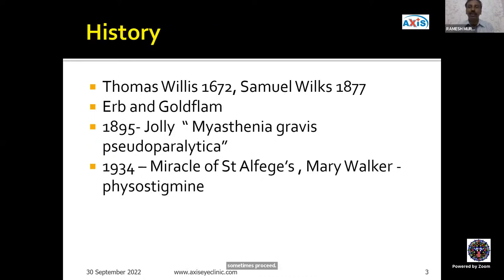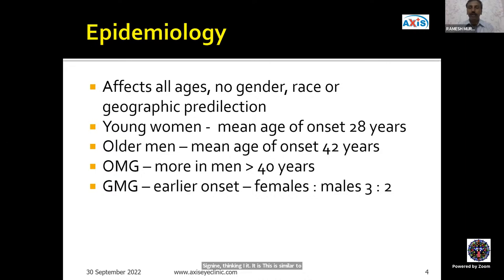If you look at the history, it was described as early as 1672, and then in 1895, it was called by Jolly as myasthenia gravis pseudoparalytica, and in 1934, Mary Walker used physostigmine, thinking this disease is similar to curare poisoning, and it was called a miracle of Saint Alphege. So this affects all the ages. There's no gender, no race, no geographic predilection. It is a disease of the younger women and the older men. So women, mean age of onset is 28 years, and for men, it is about 42 years.